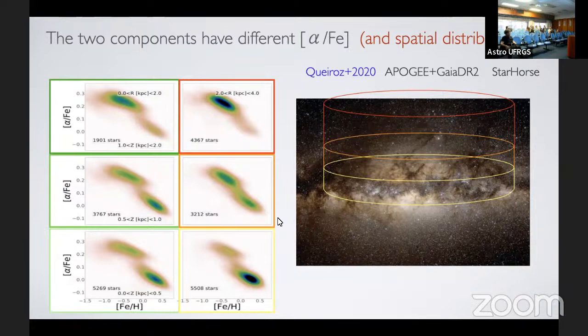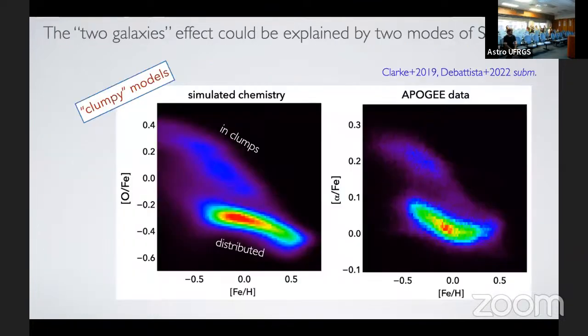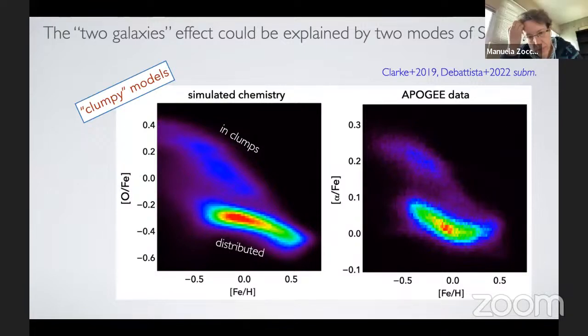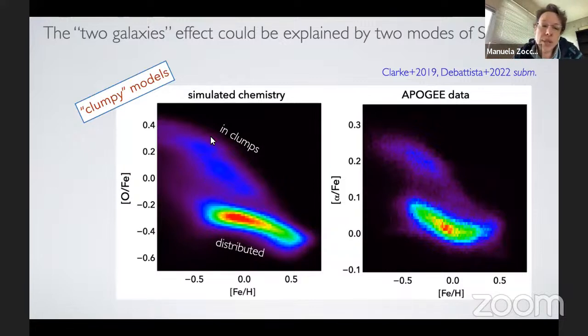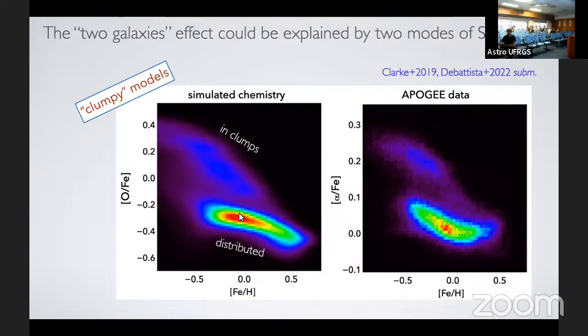Okay. Anyone else? I have a question. I was curious about the clumpy scenario. As far as I understood, the spherical component is mostly metal poor. So yes. But you said that the metal poor components are formed mostly outside the clumps, right? No. These would be the stars that are formed in the clumps, because they are enriched in alpha elements. So they must have formed in a region with a very high star formation rate. Okay, in the clumps. Okay, so I understood it wrong.